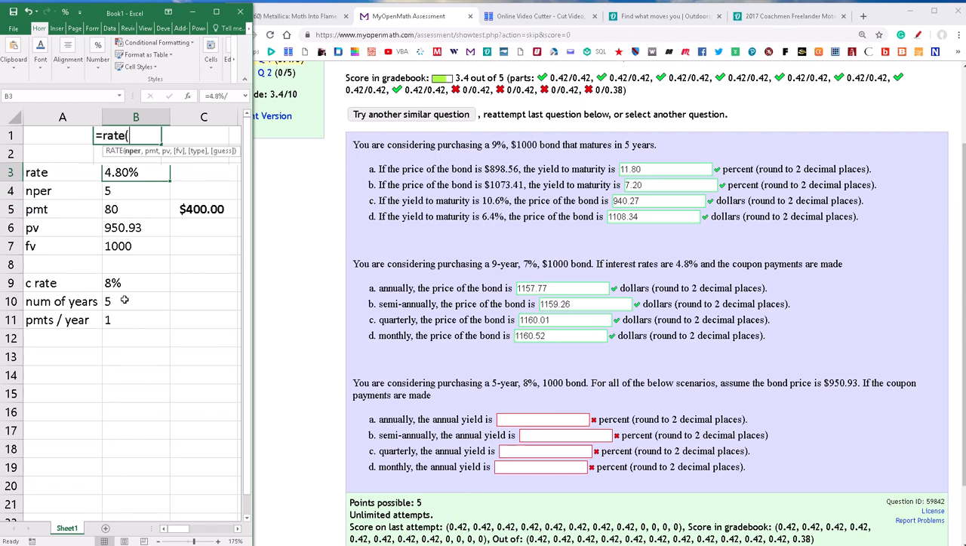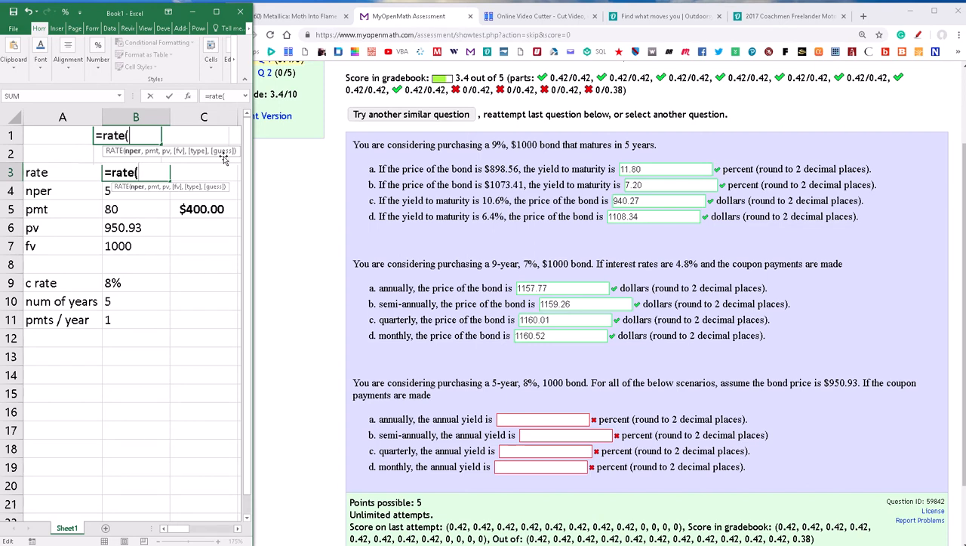We need to know the interest rate, right? So we're going to make this bold and then type equal rate, because we want to know the interest rate now. Because I'm asking for the annual yield, annual interest rate in percent. Okay, so here we're holding constant the price, the face value, the coupon percent, and the years to maturity. What we're changing is the number of payments made per year from 1 to 2 to 4 to 12.